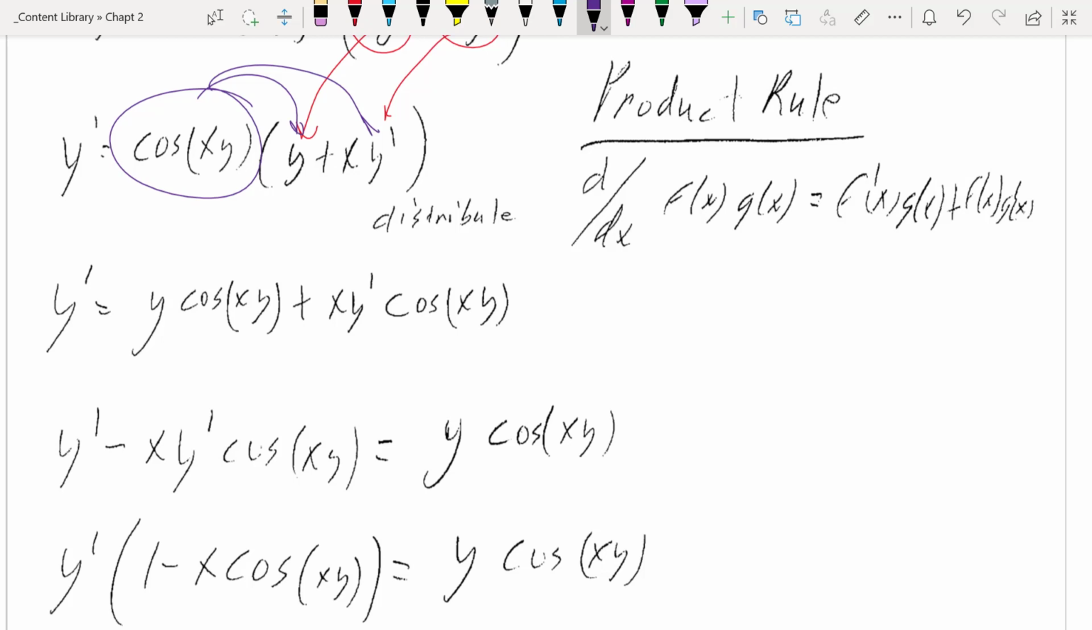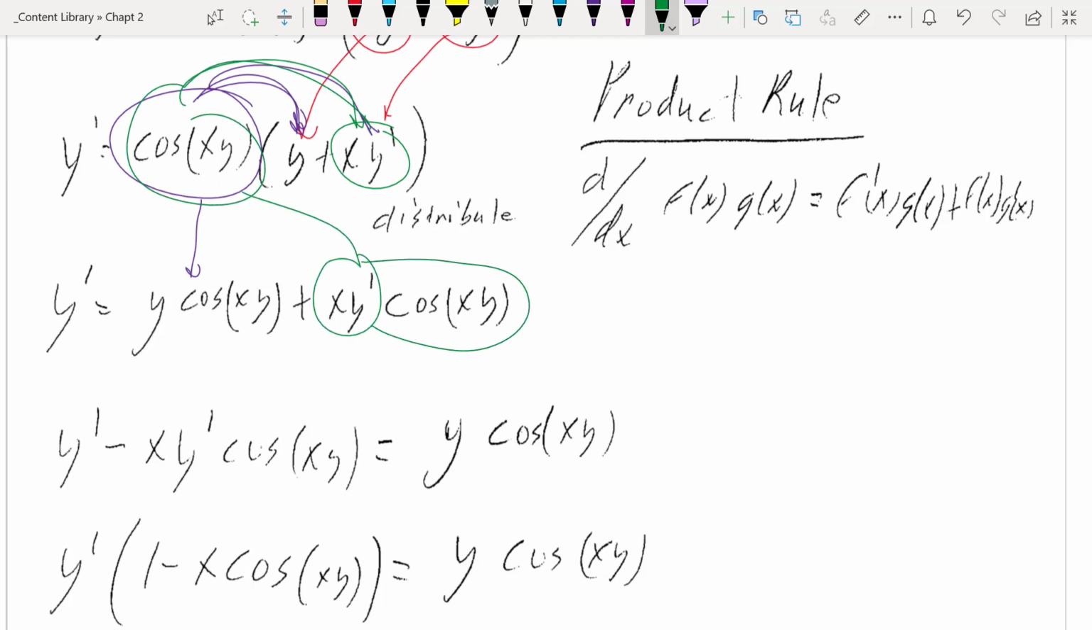So when I multiply this one to the first one, you're going to notice I'm going to be left with y cosine of xy. And just get in the habit of always writing your algebra first. And then when I multiply it by the second one, you're going to notice that this is the cosine of xy times xy prime, so I'm multiplying this and this together. This is going to give me, when I write my algebra first, xy prime times the cosine of xy.